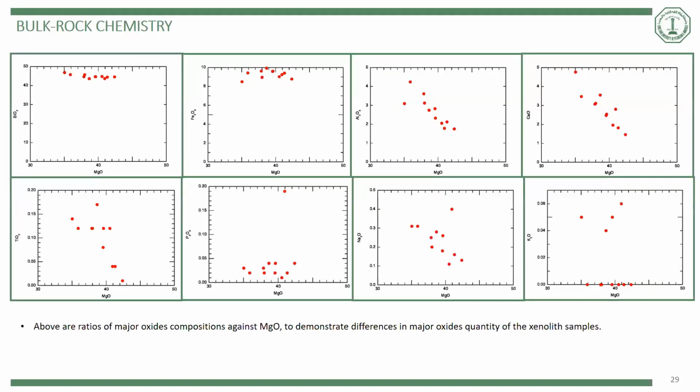So finally, bulk rock chemistry was also produced, and here ratios of major oxides composition against magnesium oxide were plotted to demonstrate the differences in major oxides quantity of the xenolith samples.